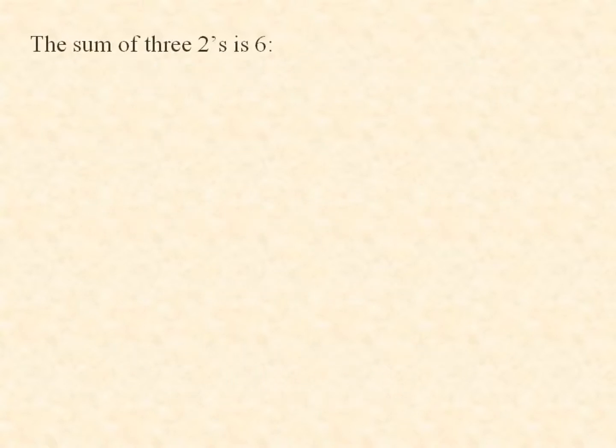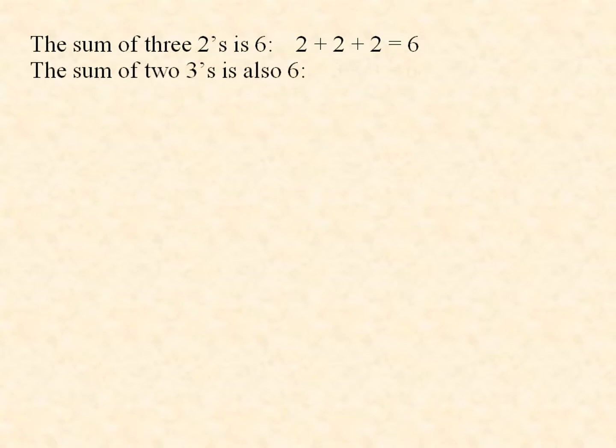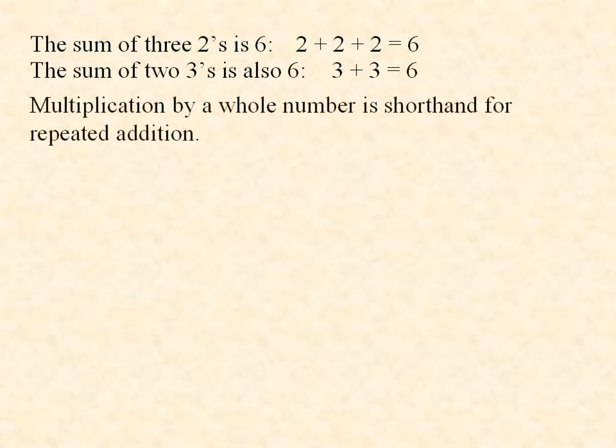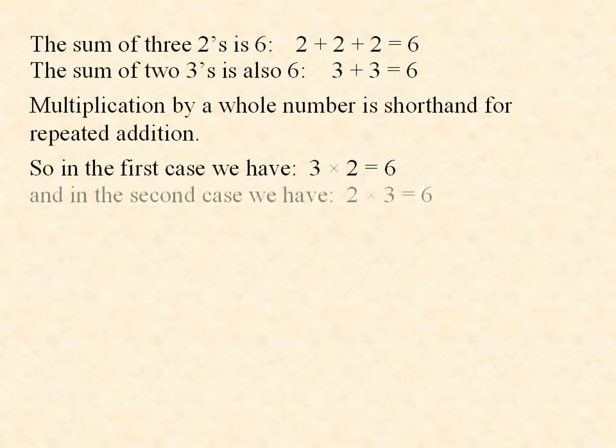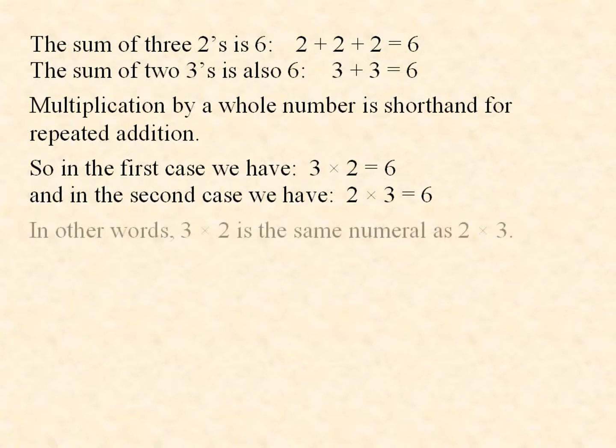The sum of 3 2s is 6. The sum of 2 3s is also 6. Multiplication by a whole number is shorthand for repeated addition. So in the first case, we have 3 times 2 equals 6, and in the second case, we have 2 times 3 equals 6. In other words, 3 times 2 is the same numeral as 2 times 3.